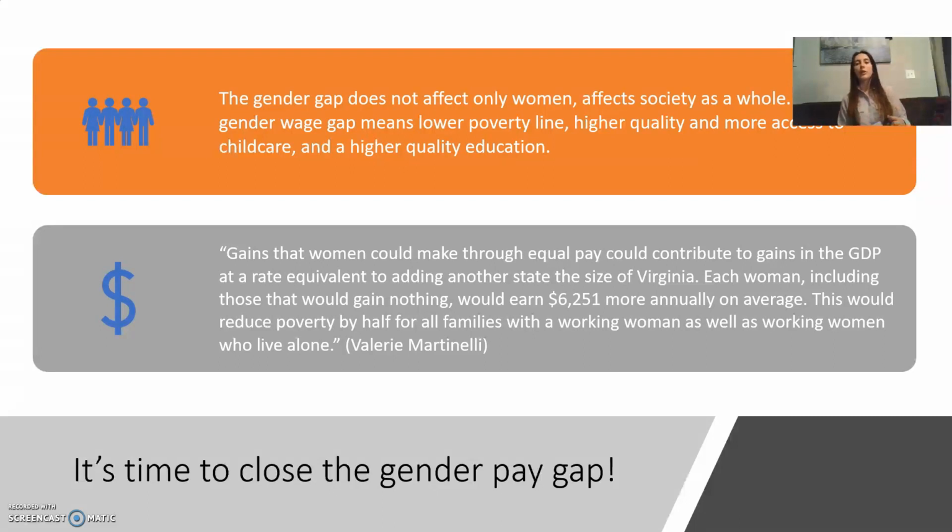I want to conclude with a quote from a study by Valerie Martinelli. She says that the gains women could make through equal pay could contribute to gains in the GDP at a rate equivalent to adding a state the size of Virginia. Each woman, including those who would gain nothing, would actually earn $6,251 more annually on average. This would reduce the poverty line by half for all families with working women as well as working women who live alone. It's time to close the gender pay gap.